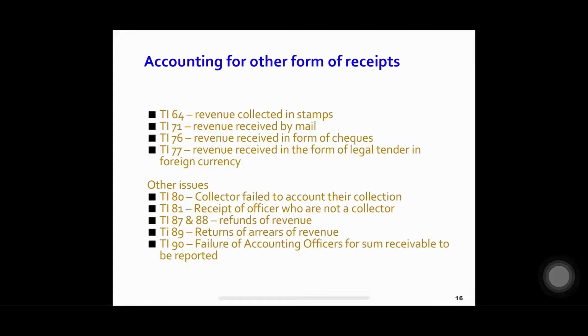Under TI 76, all checks must be crossed, not negotiable, and made payable to the appropriate department or Accountant General or state accounting or state treasury. Every check must show the check number on it. Regarding TI 77, any revenue received in the form of legal tender in foreign currency should be sent to the local treasury or sub-treasury. And as you can see in this slide, there are emphases on other issues such as TI 80, TI 81, TI 87 and 88, and TI 89 and TI 90.